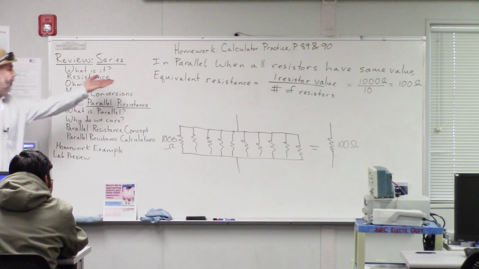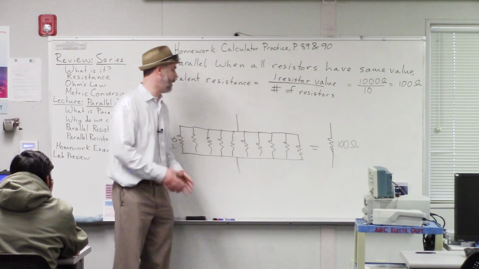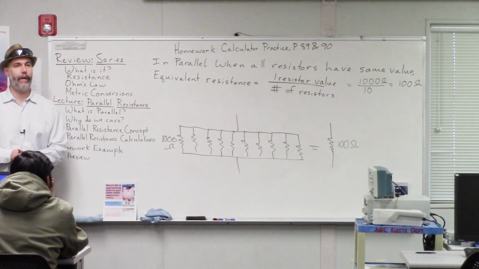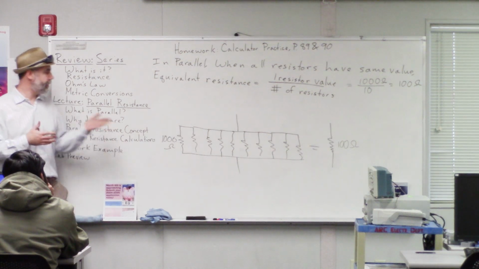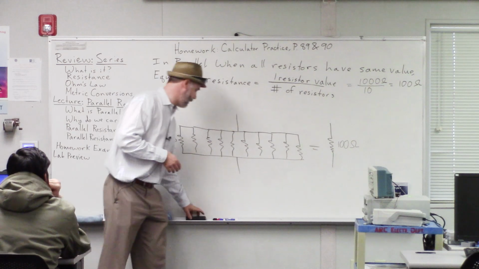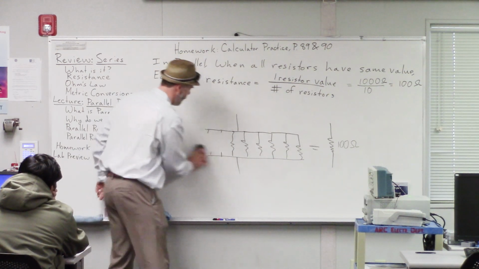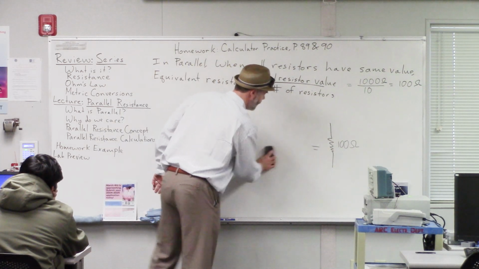All right, so that's how we find equivalent resistance when you have resistors in parallel and they're all the same value. But what if they're not the same value? Well, if they're different values, then we have to use a separate formula, and we call it the parallel resistance formula. I know it's super creative, but they had to come up with some name.